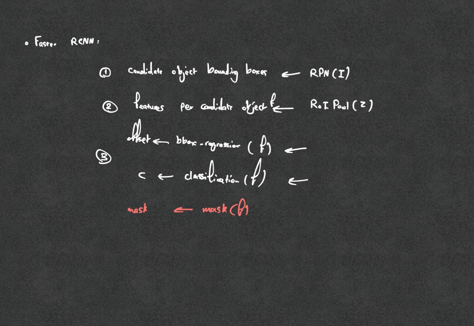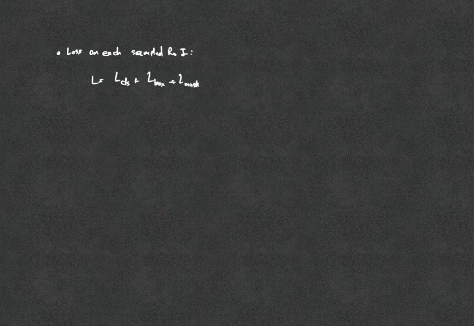In the Mask RCNN, there is going to be a third parallel branch, which is responsible for predicting a binary mask per region as well. From each one of the sampled regions of interest, we have 3 loss components contributing to the loss for that region of interest. One of them has to do with the classification, and the other 2 have to do with the mask and the bounding box regression.